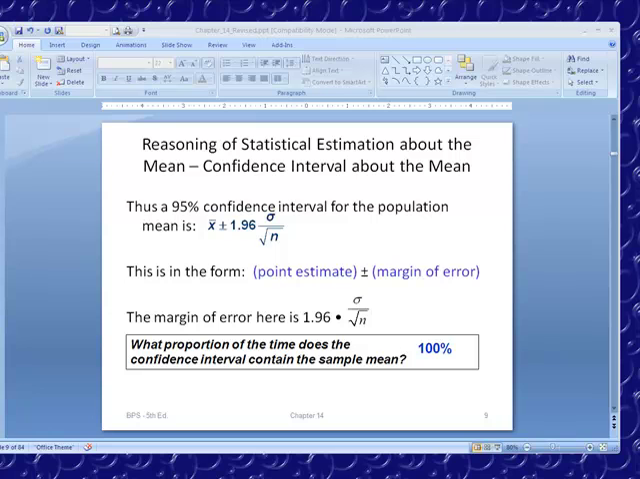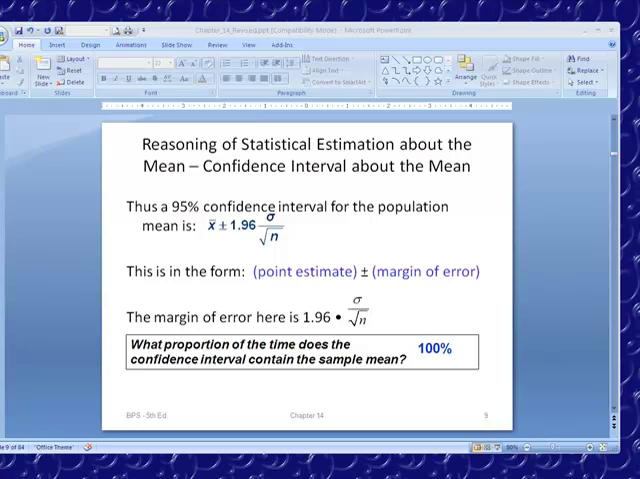But this number, 1.96 times sigma divided by the square root of n, is called your margin of error. It is that number that you add and subtract from your sample mean. So it is basically the half-width of your confidence interval. So the margin of error times 2 would give you the total length of your confidence interval.